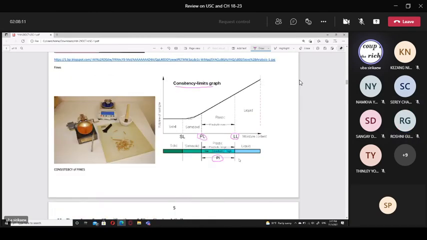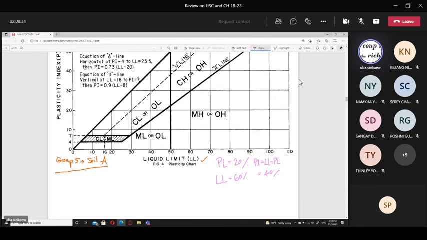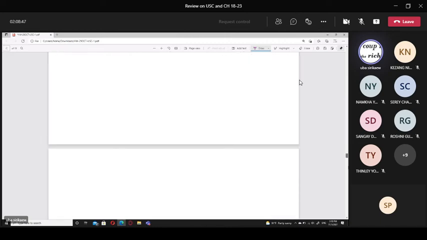Liquid limit, I give you 60%, right? Plastic limit, I give you 20. So the difference, 60 minus 20, is 40, right? Yes. So you plot between 60 and 40. This is 40, this is 60, and you get CH or OH. So your soil number, soil A, group 5.